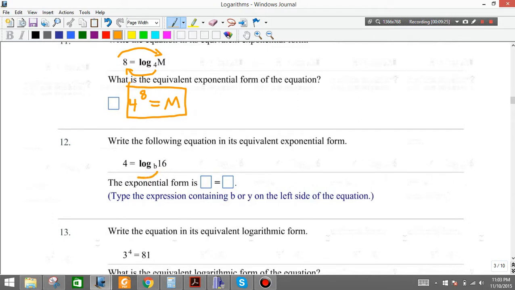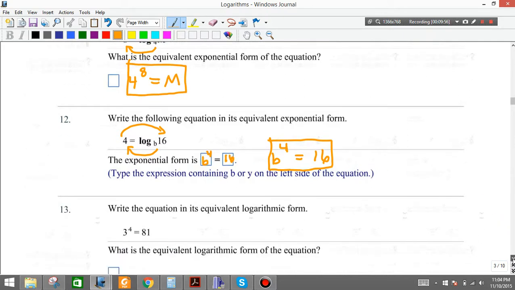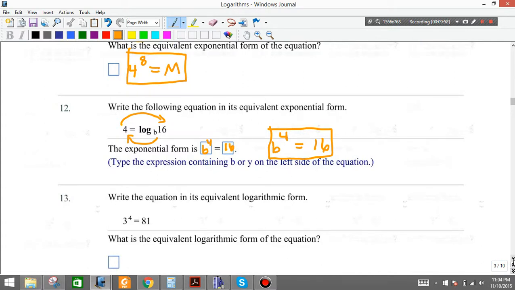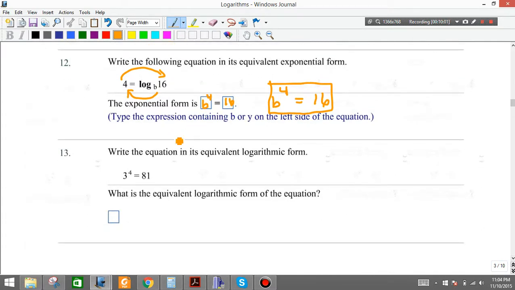b to the 4th equals 16. So again, you just take the base, raise it to the exponent because the log is the exponent. It needs to be 16. And that's the answer. You put it in just like that. And here, conveniently, they already give you the equal sign. So b to the 4th equals 16. Don't solve. Just write it as it's written.